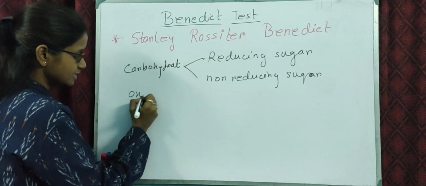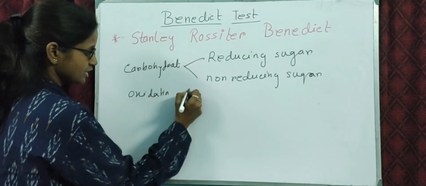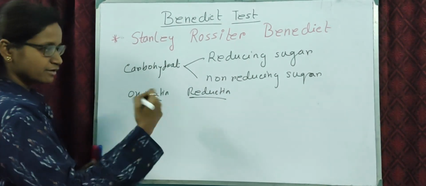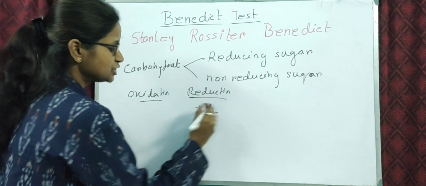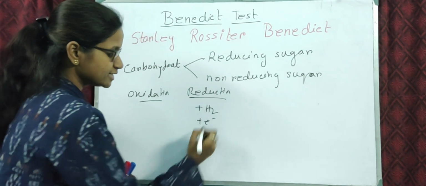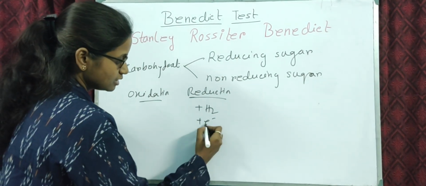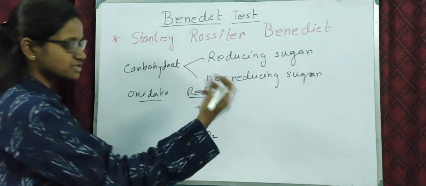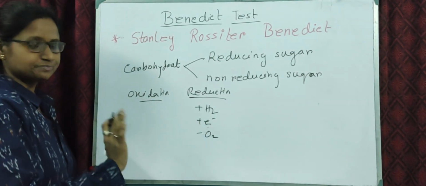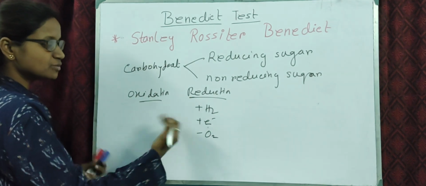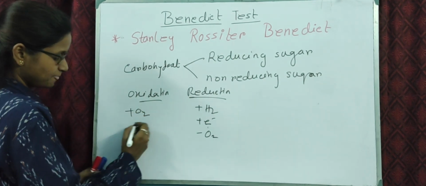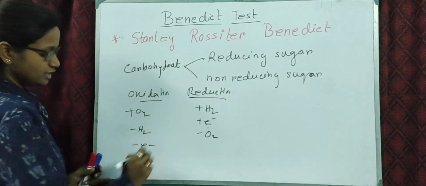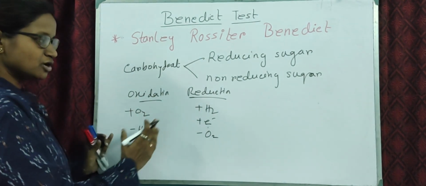Reduction and oxidation are two processes. Reduction means addition of hydrogen ions, addition of electrons, and if someone gives up oxygen, that is also reduction. Oxidation is the opposite: addition of oxygen, emission of hydrogen, emission of electrons. So this is oxidation and reduction.